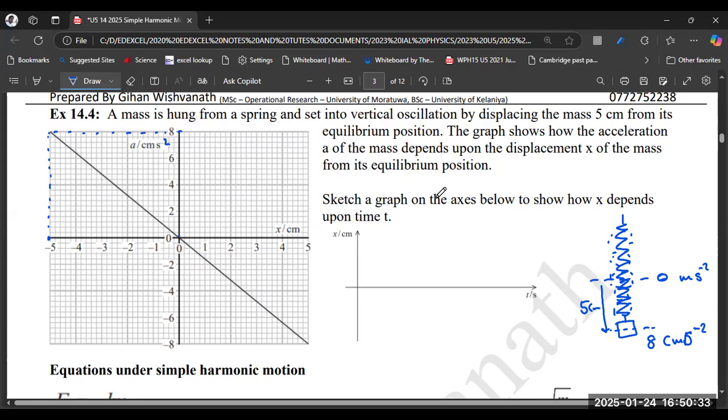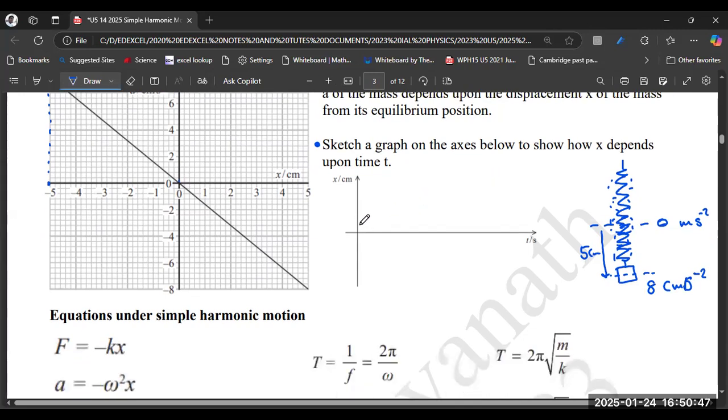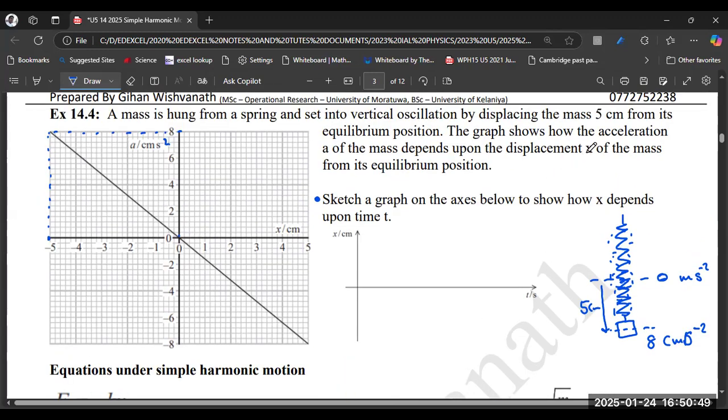Sketch a graph on the axis below to show how x depends upon time. Okay. x stands for what? Our mass depends upon the displacement of the mass from its equilibrium position. So initially, is the displacement 0 or is it there? Yes, it's there. Why?